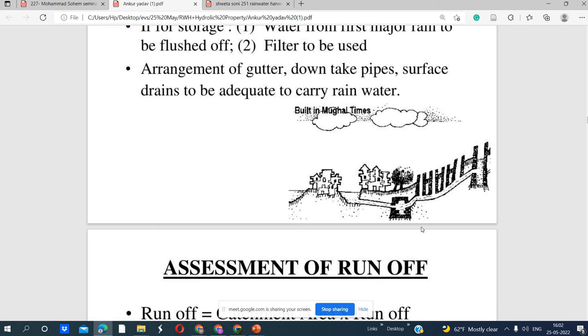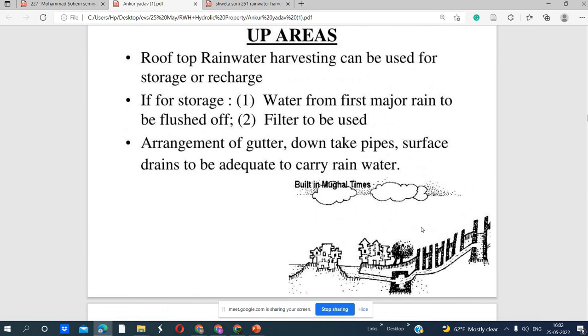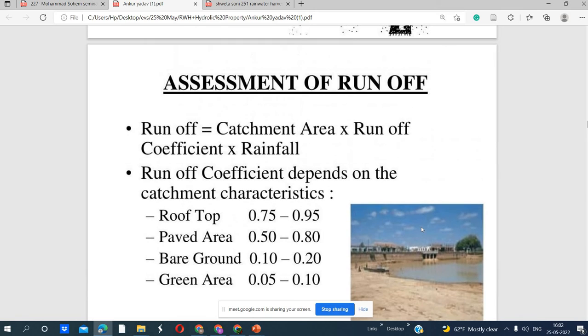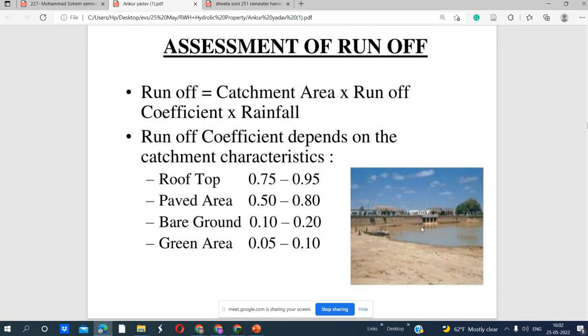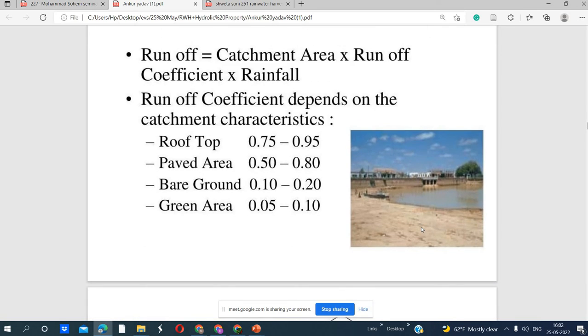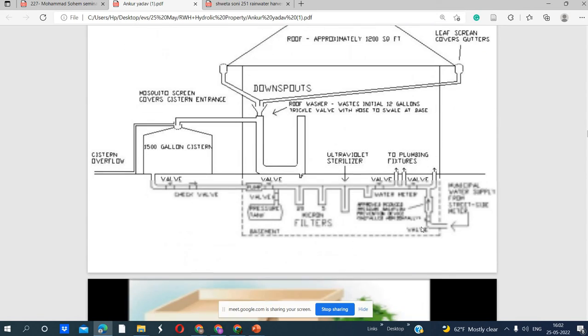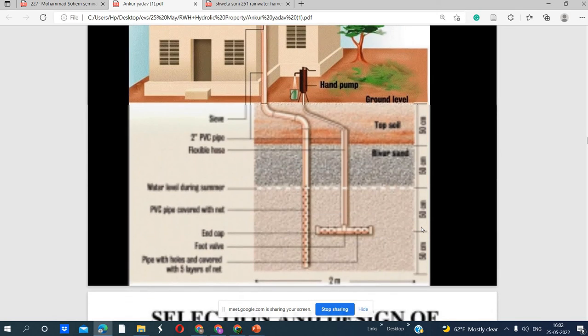But I think this is not related to rain. I don't know, but that was developed by Shah Jahan during his period in Delhi. That was for the water. Yes, sir, I don't know whether it uses rainwater or not. Assessment of runoff. Okay, so these are the different types. Okay, how can we collect?